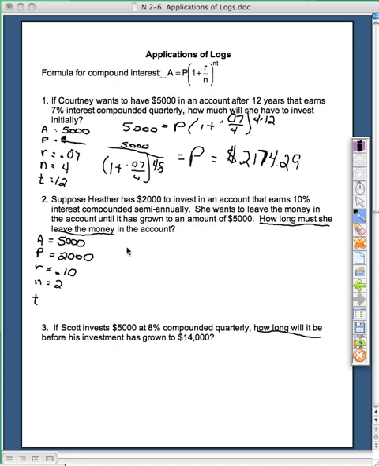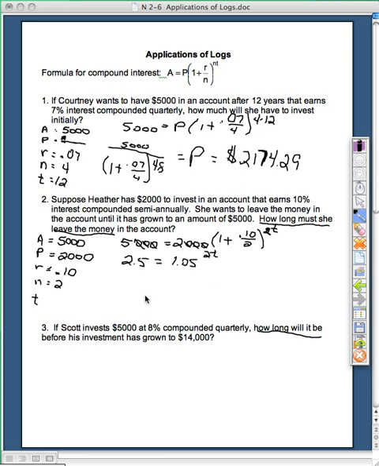So let's set this up. 5,000 is equal to 2,000 times (1 plus 0.1 over 2) to the 2t. 5,000 divided by 2,000, when you do that, your zeros are going to cancel. 5 halves is 2.5. 1 plus 0.1 over 2 is 0.05, so that's going to be 1.05 to the 2t power.